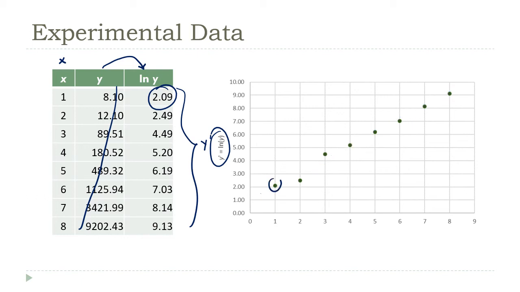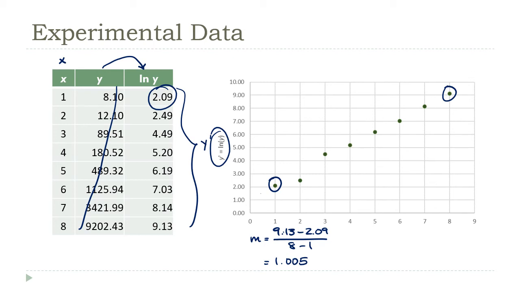I'm going to take the first point and the last point and find the slope through them. And so this will be 9.13 minus 2.09 divided by 8 minus 1, and that comes out to 1.005. All right, and then we can continue.